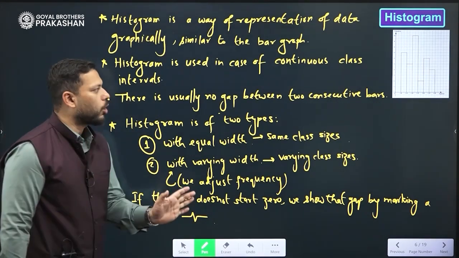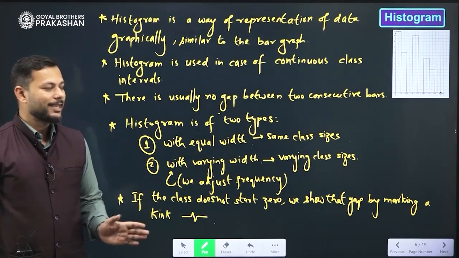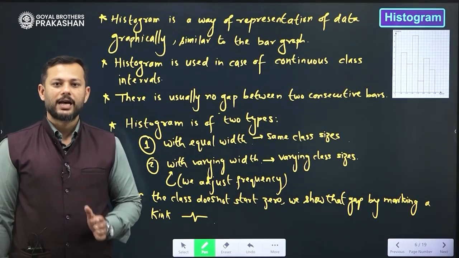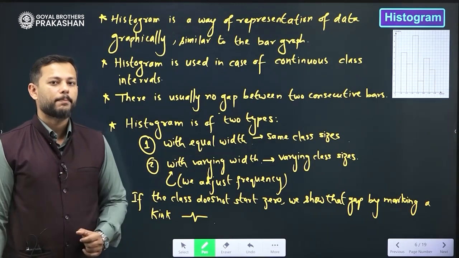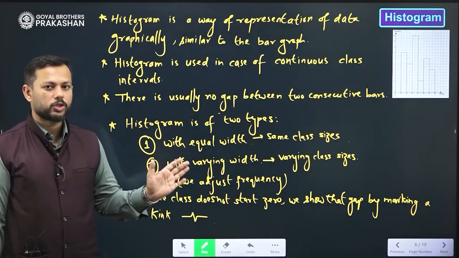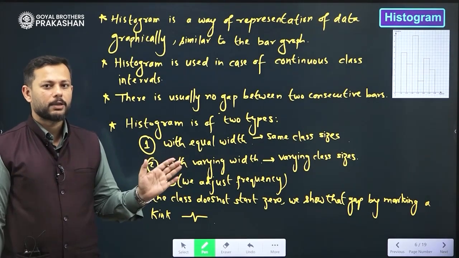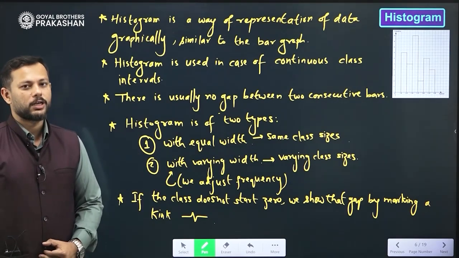So this is what is all about the histogram. It is similar to the bar graph, but the change is that we use it for continuous class intervals. The width of the histogram depends upon the class size, and the height of that histogram's rectangular bar depends upon the frequency itself. So this is what the histogram looks like. I note it down for your reference.